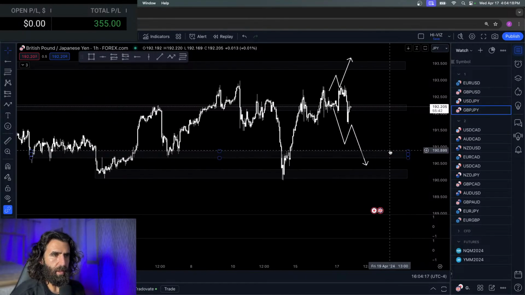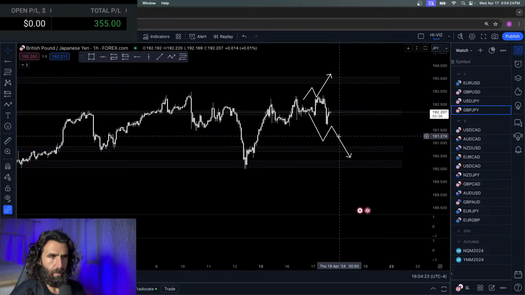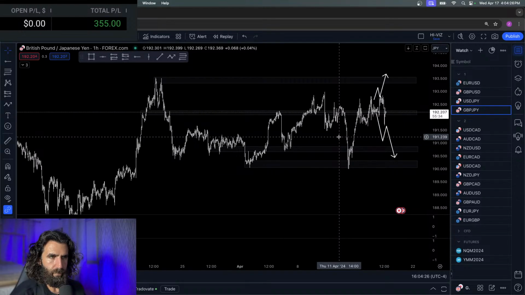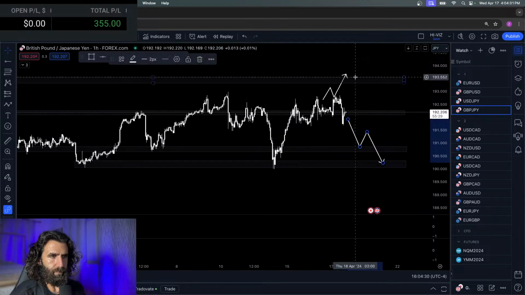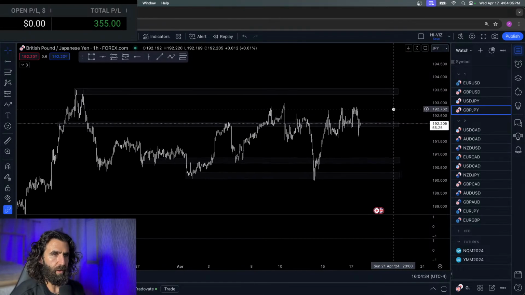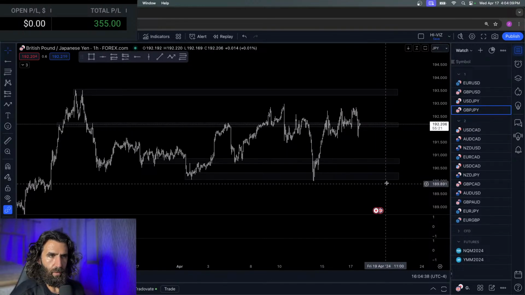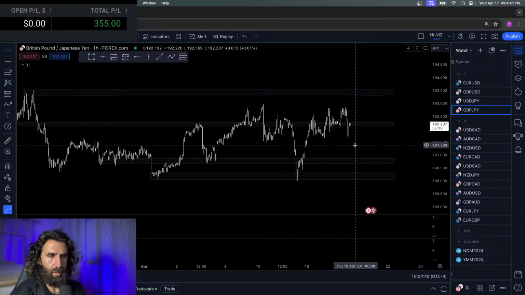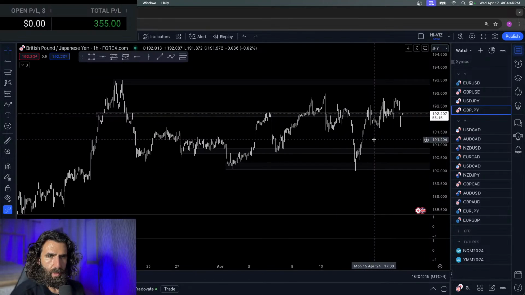GBP JPY, a lot less clear. I don't like GBP JPY right now. I'm probably not even going to send a chart on this one. It's chopping around a bit at this area. Yeah, I'm going to go no chart for GBP JPY. I'm going to wait for it to get above this area here or below this area here. I want to see a continuation. I think it's getting pulled in both directions from the pound and the yen.